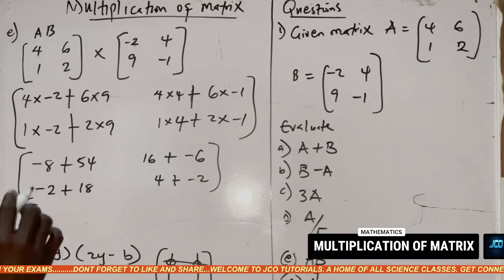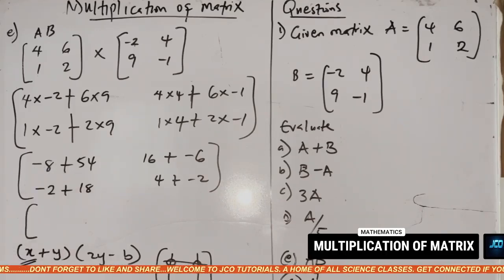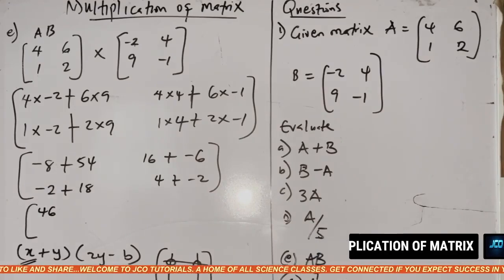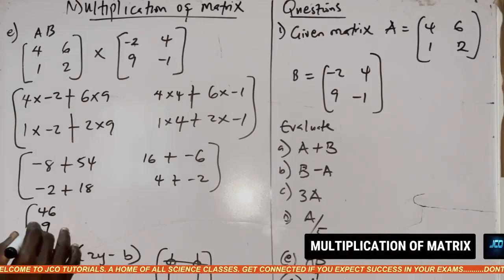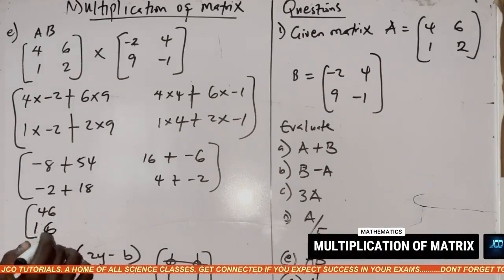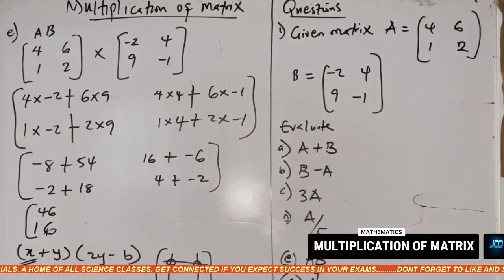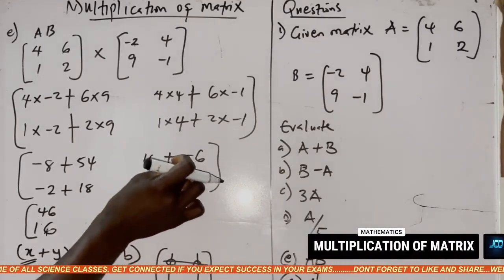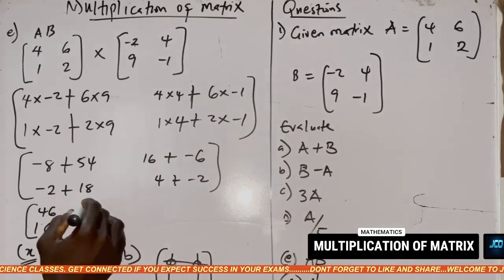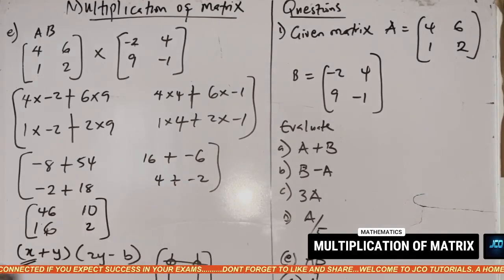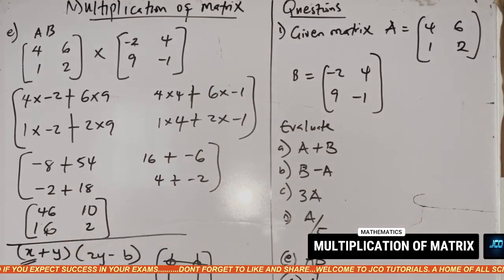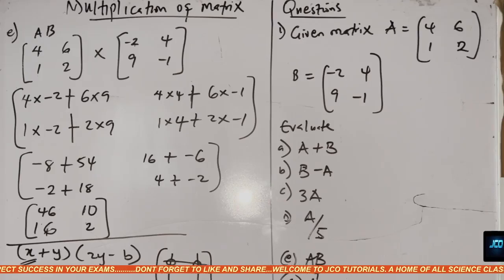Moving on, minus 8 plus 54 is going to give us 46, right? Then minus 2 plus 18 is going to give us, I'm sorry, 16. Then plus and minus gives you minus. So 16 minus 6 gives you 10. Then plus and minus gives you minus, 4 minus 2 gives you 2. So this is how we resolve matrices that are being multiplied.